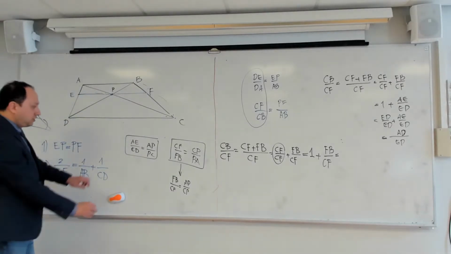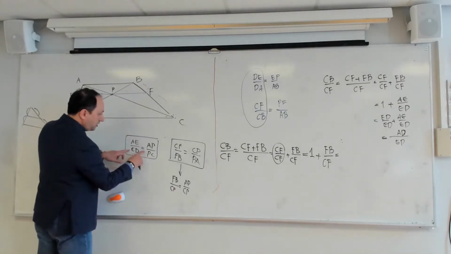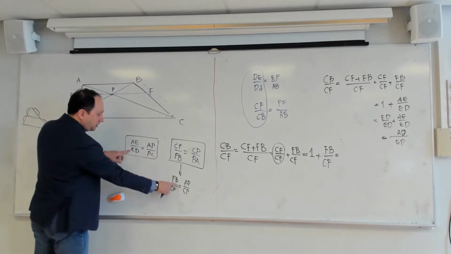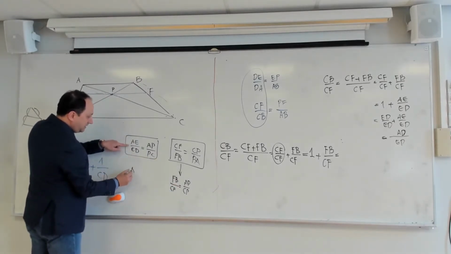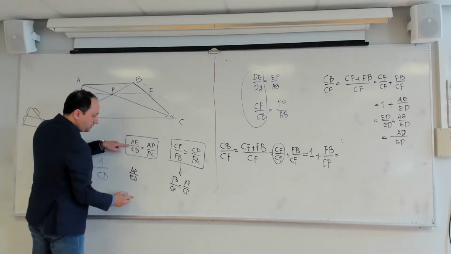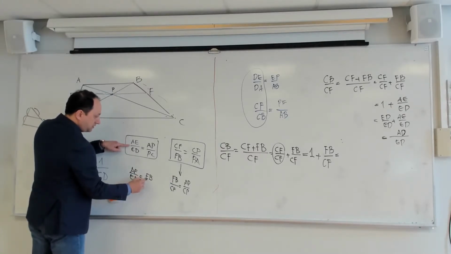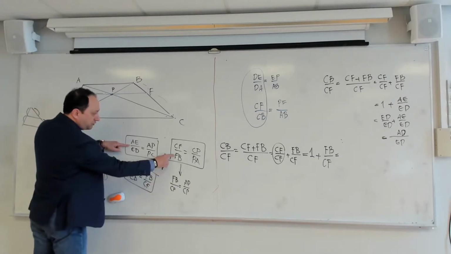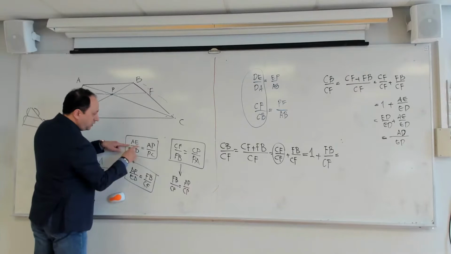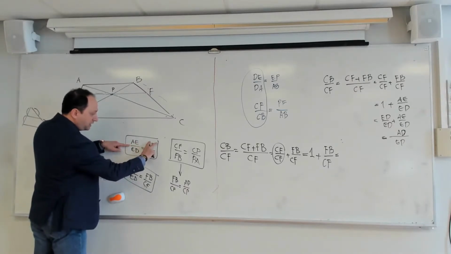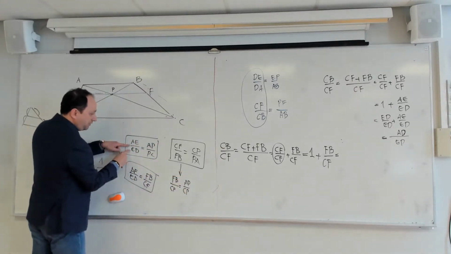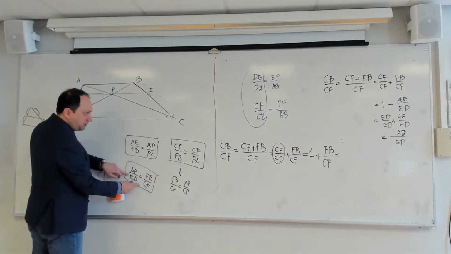Okay, and then compare these two. They are the same, so it means that AE over ED is also equal to this expression. And you switch the PA to AP because they are the same. Is that understandable? Now here we got that. We already had this one. The right-hand sides are the same, so the left-hand sides have to be the same. I get it.